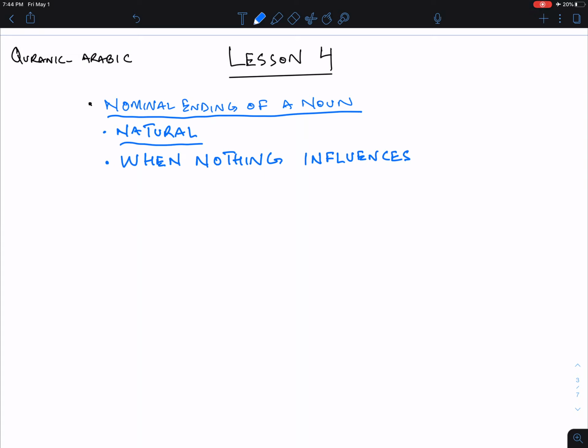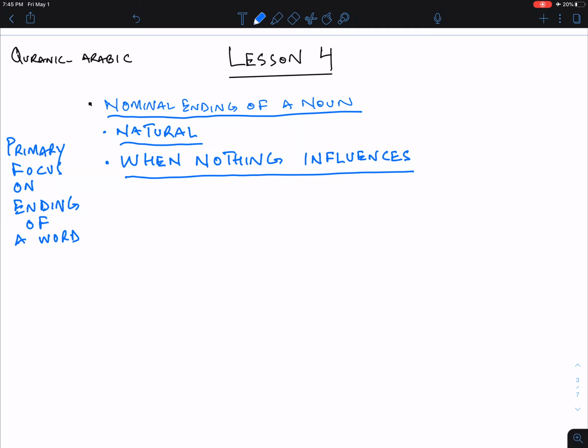And look, our focus was what? Our primary focus has been, I'm going to write it here, the ending. You have to recognize the ending of a word. Okay, so with that said, the other thing that I want to point out about this is when this is the ending when nothing is influencing the word.